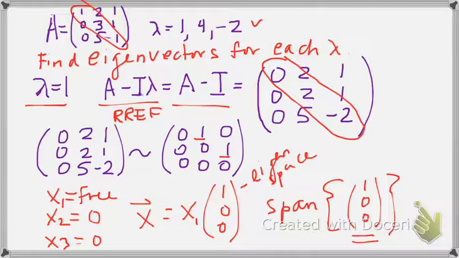For your reading assignment, I would like for you to find the eigenvectors for the two remaining eigenvalues for this particular example.